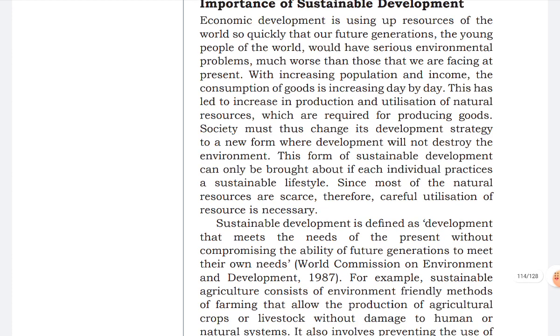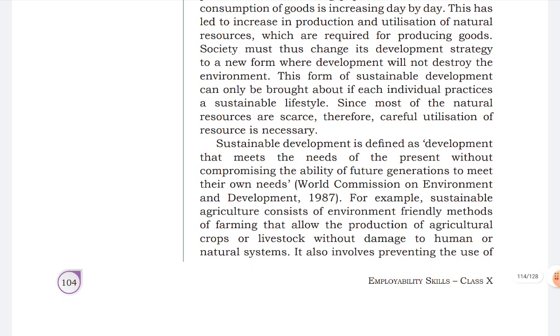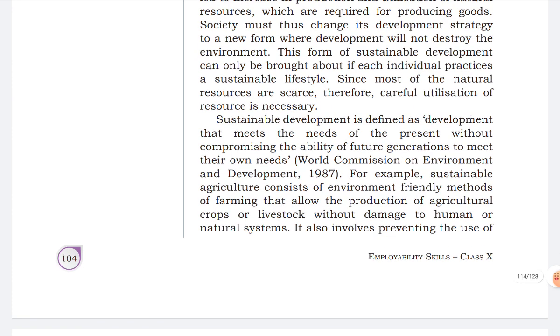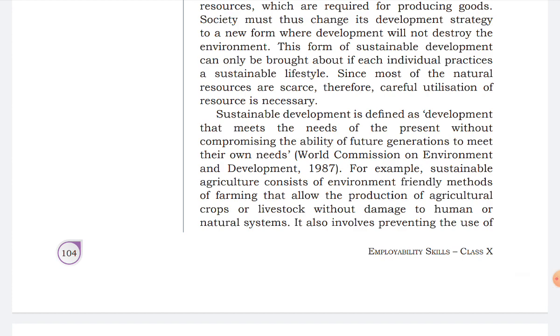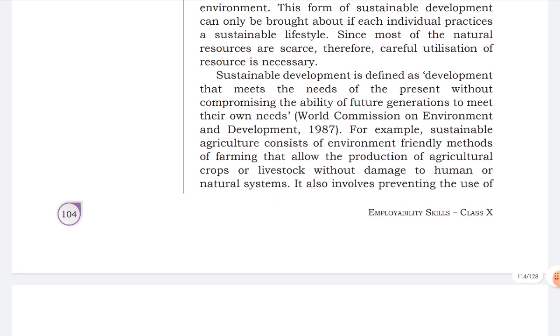With increasing population and income, the consumption of goods is increasing day by day. This has led to increase in production and utilization of natural resources which are required for producing goods. Society must thus change its development strategy to a new form where development will not destroy the environment. This form of sustainable development can only be brought about if each individual practices a sustainable lifestyle. Since most of the natural resources are scarce, careful utilization of resources is necessary.